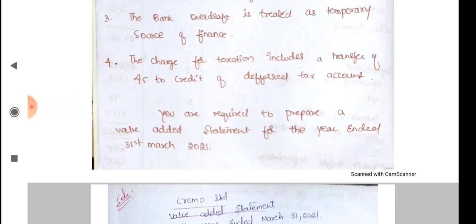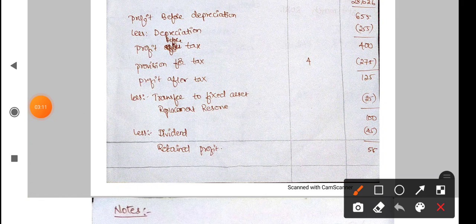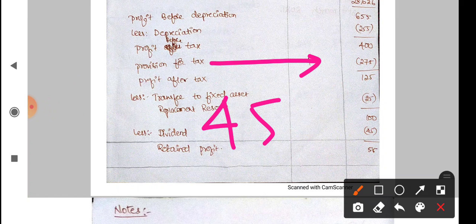Next, the charge for taxation includes a transfer of 45 to the credit of deferred tax account. Now this is relating to the provision of tax. So provision of tax is 275. So 275 minus deferred tax given is 45. So 275 minus 45, it will become 230, the final figure for provision.